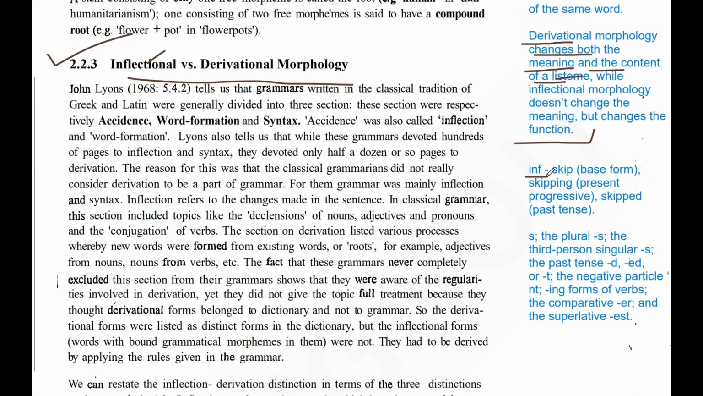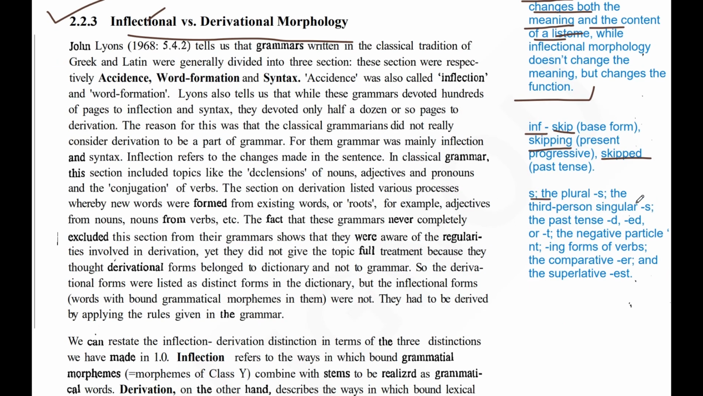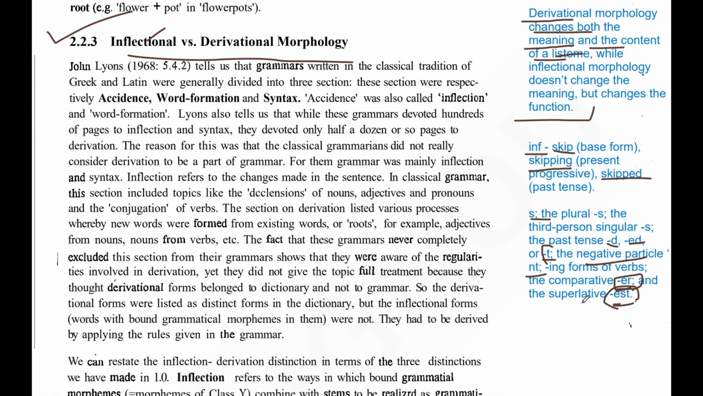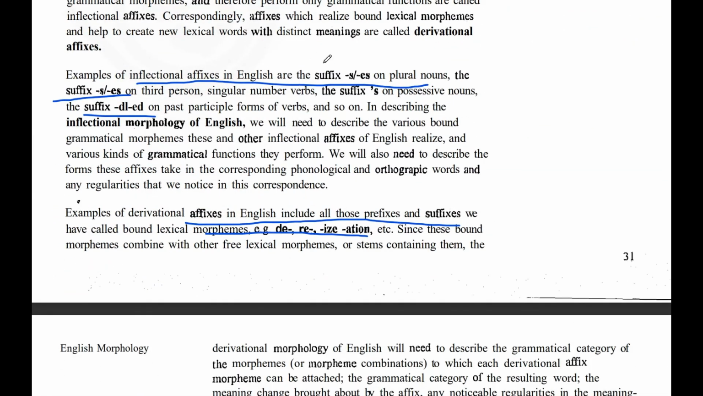Now, for example, for inflectional affix, the base form is skip, then skipping is the present form, and skipped is the past form. Or when we add s to make singulars plurals, or we add d or ed to make it past, it is just changing a little bit into what is happening in the exact same word. Or er or est, like cute, cuter, cutest. So it is still about being cute. You're keeping the same word, changing a little bit of it. So that is your inflectional morphology. When it changes entirely, that's your derivational morphology.